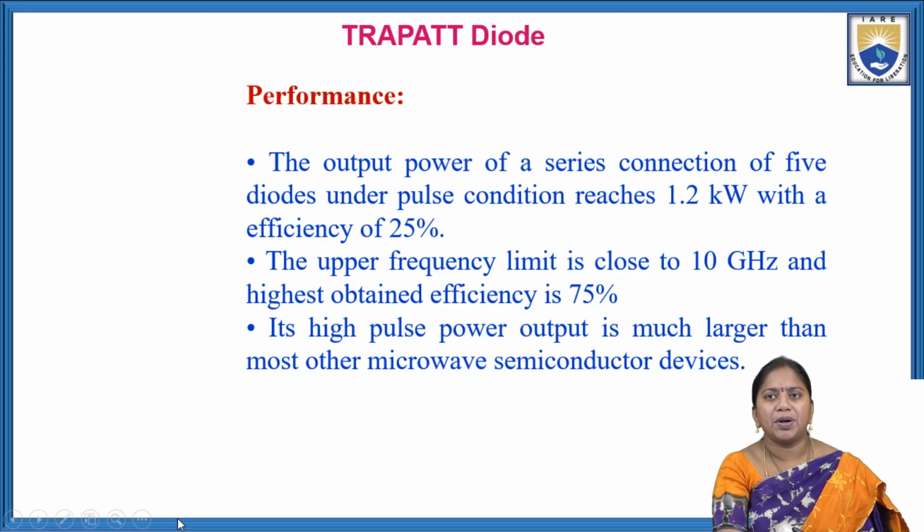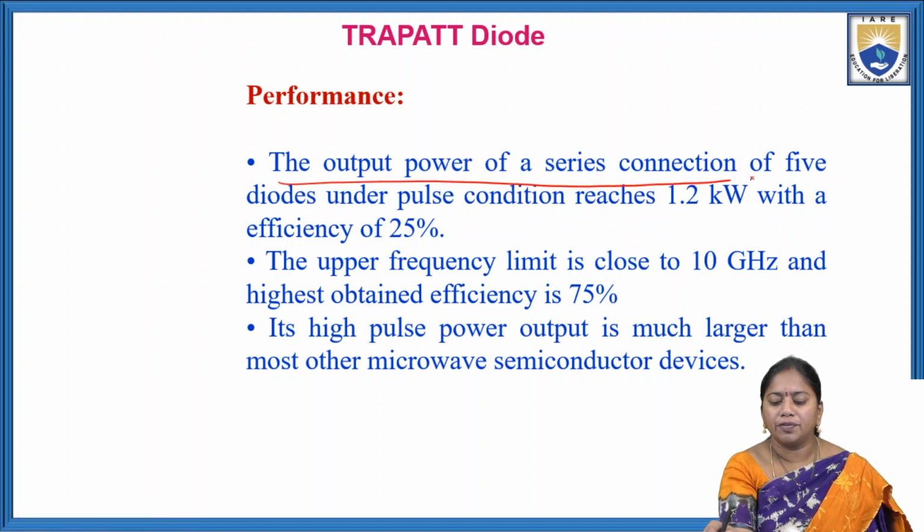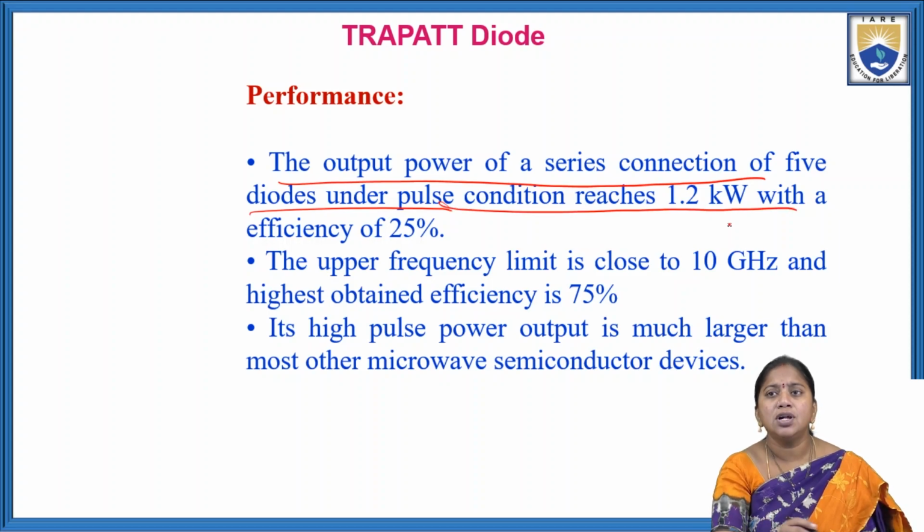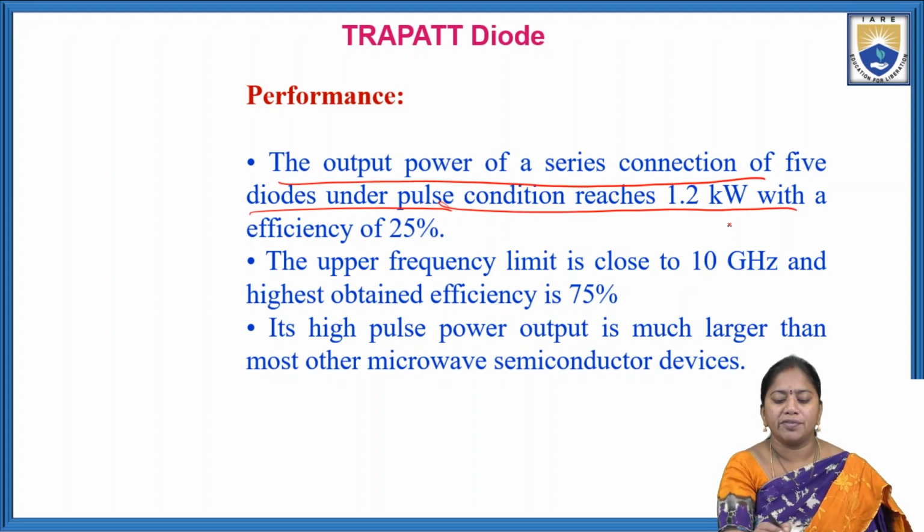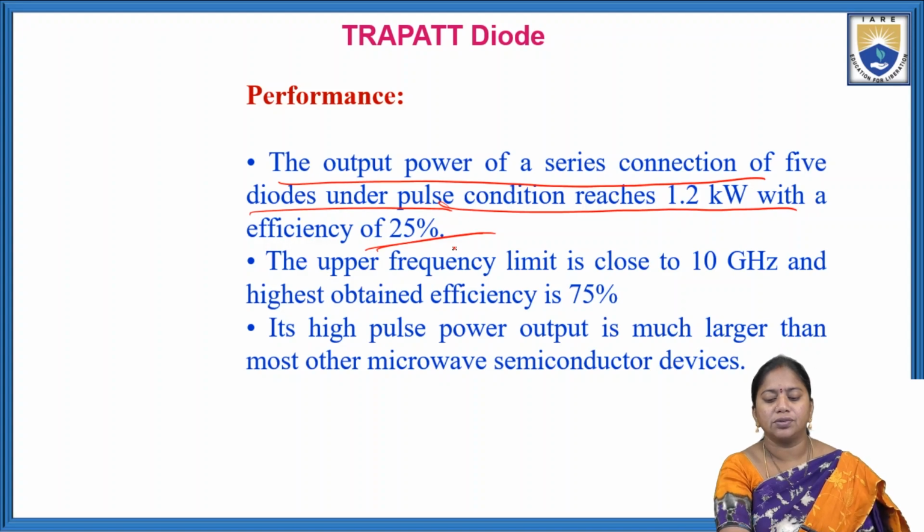Performance of the trapatt diode. The output power of a series connection of 5 diodes under pulse condition reaches 1.2 kilowatts with an efficiency of 25%.